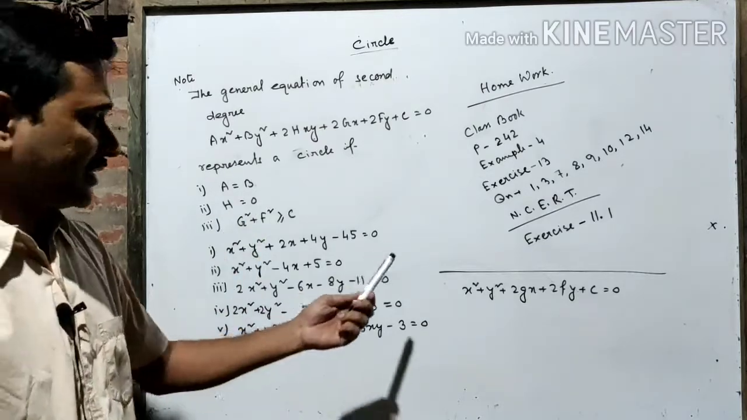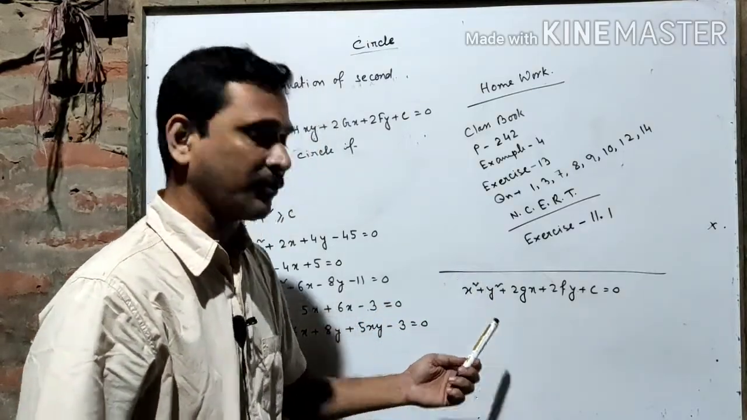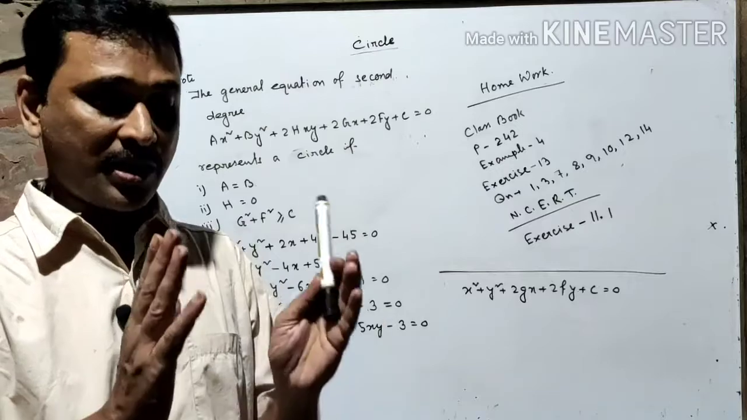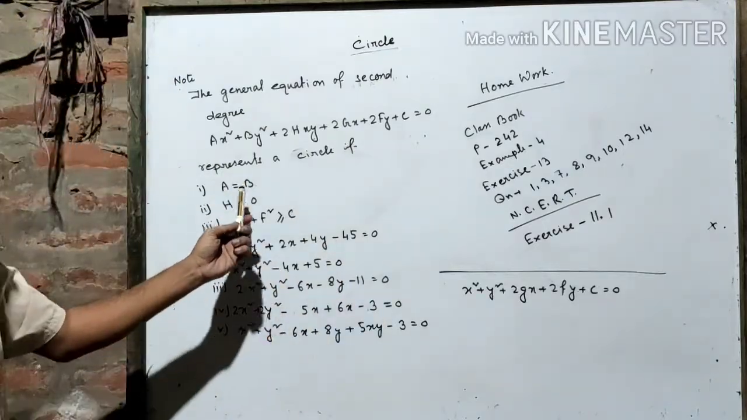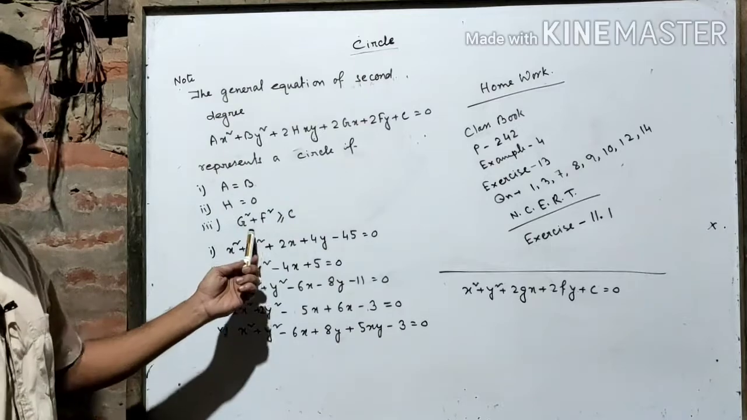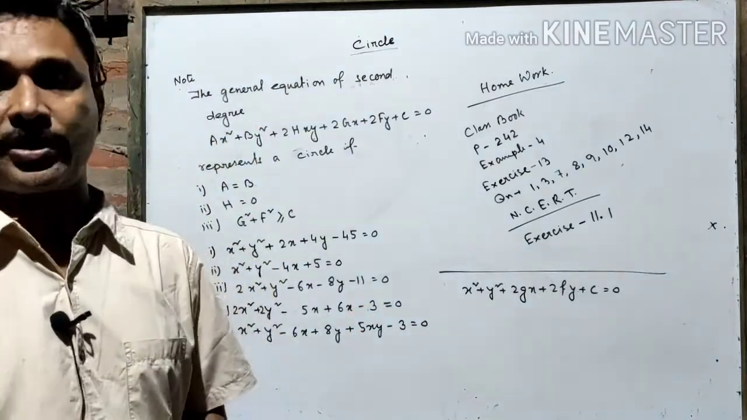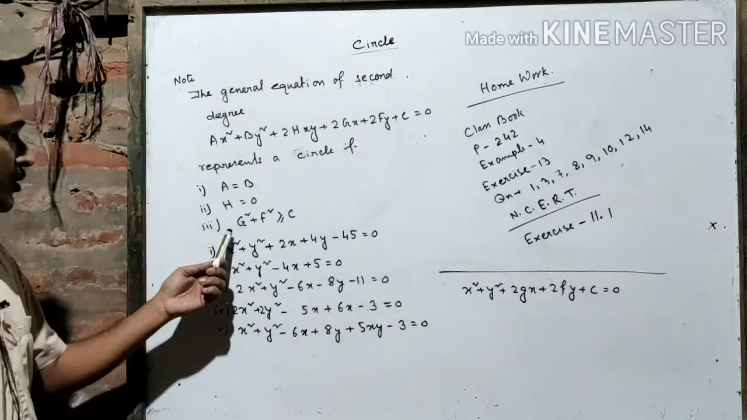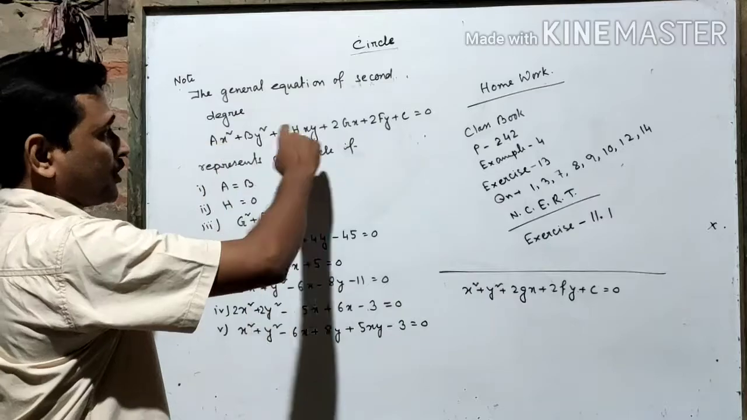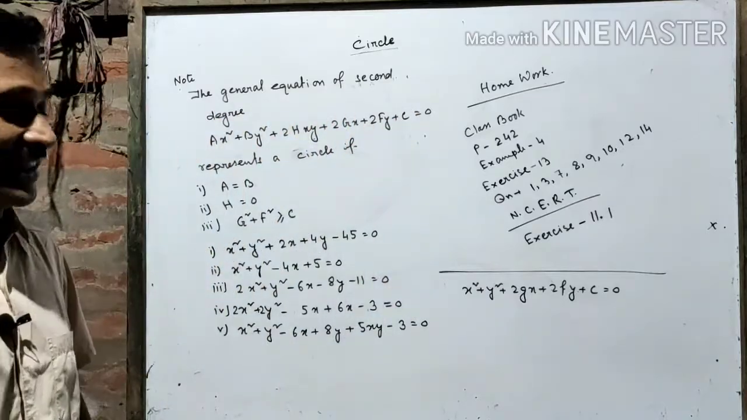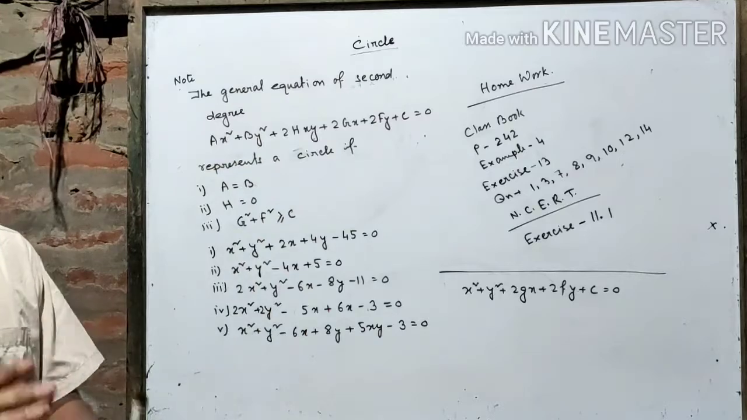In the general equation of a circle, you see that the coefficient of x square is 1, the coefficient of y square is 1. That means the coefficients of x square and y square must be equal. So a is equal to b. And this condition is also valid for the general equation of a circle: g square plus f square minus c greater than or equal to 0, and that condition also holds here. So if an equation of this form, that is the general equation of second degree, satisfies these three conditions, then it may represent a circle.